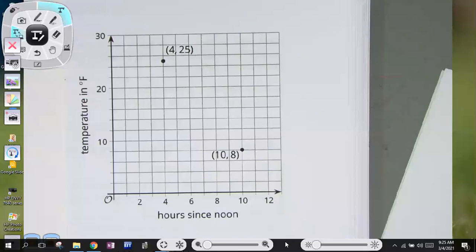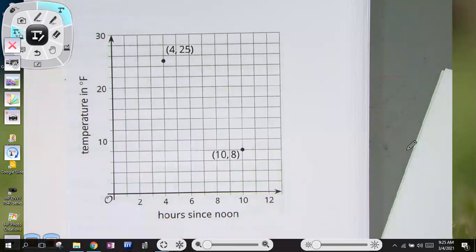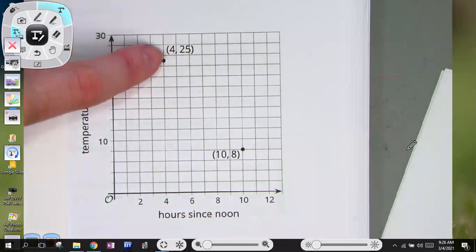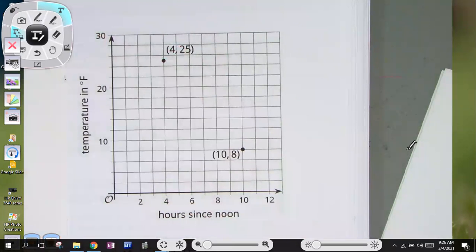Actually, pause real quick. Okay, so here is a graph. It is displaying the temperatures at a specific time, specifically since noon. So this is the temperature at 4 p.m. and the temperature at 10 p.m. How did the temperature change between 4 p.m. and 10 p.m.? You don't have to tell me how much it changed, just in general, what did the temperature do?